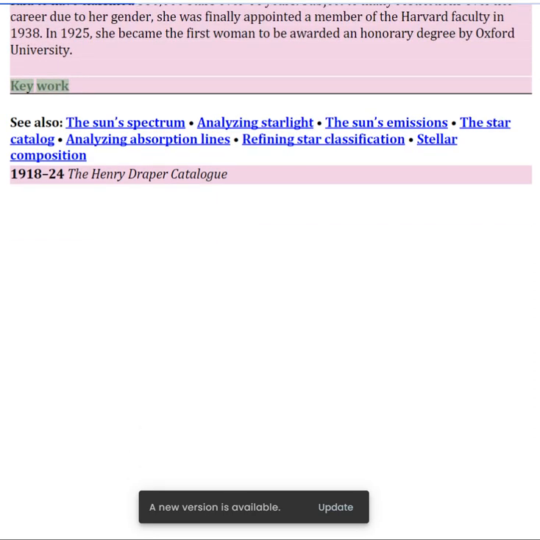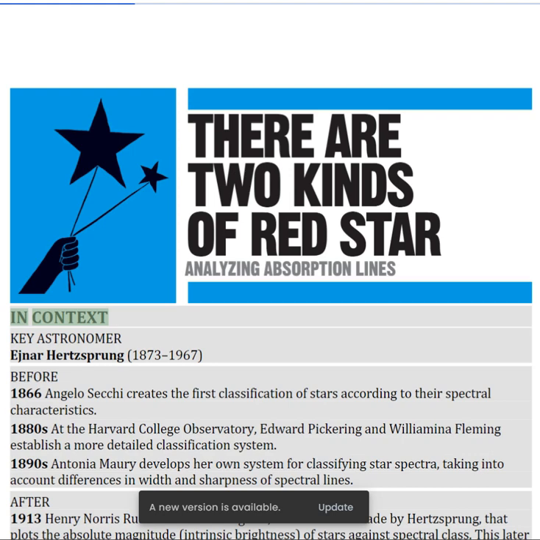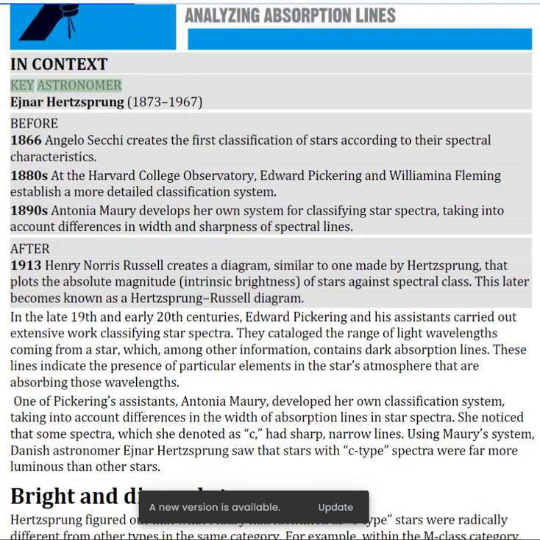Key work. 1918-24, The Henry Draper Catalog. See also: the Sun's Spectrum, Analyzing Starlight, the Sun's Emissions, the Star Catalog, Analyzing Absorption Lines, Refining Star Classification, Stellar Composition. In context. Key astronomer.